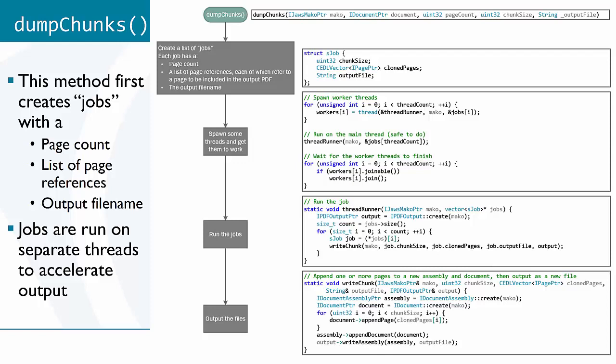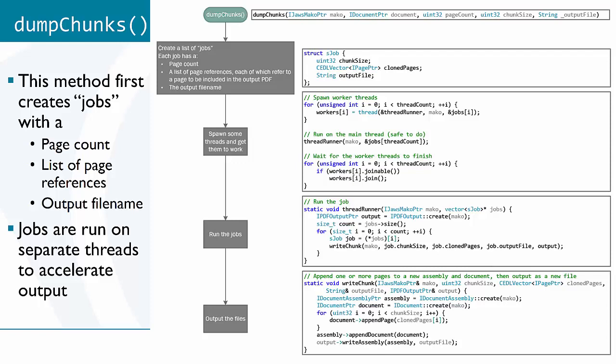Processing of each job now takes place, each on its own thread. To use the available threads, the method threadRunner is called to process a job, and this in turn calls another method writeChunk that creates a new iDocument assembly and iDocument to which the correct range of pages from the source document are added, and the job for that split PDF is complete. Note that Mako only copies the page content when the file is finally output.